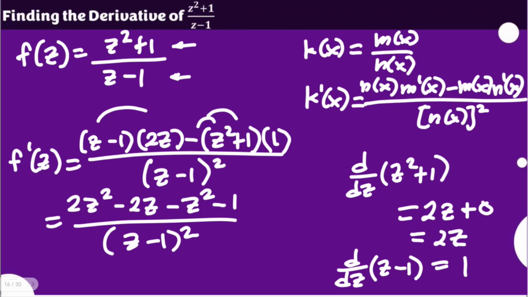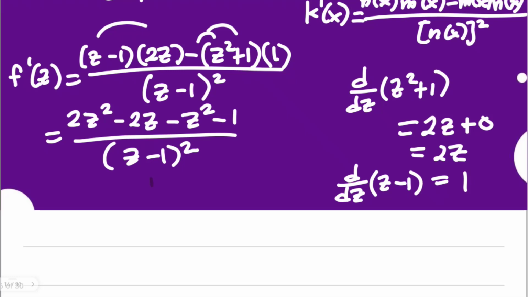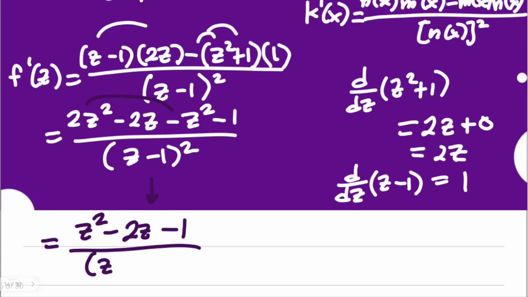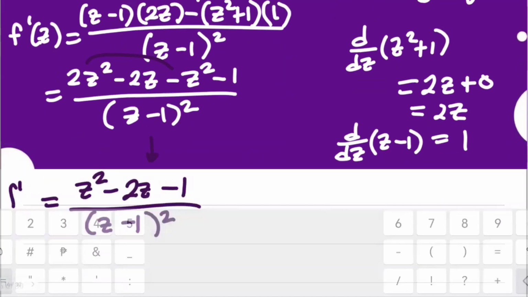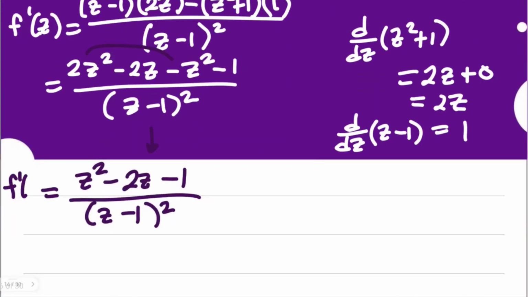Therefore, our first derivative of the given function here is defined as, allow me to use the spaces here at the bottom, you will have here 2z squared minus z squared is just 1z squared minus 2z minus 1 over z minus 1 squared. This is the derivative of your given function here, f of z.